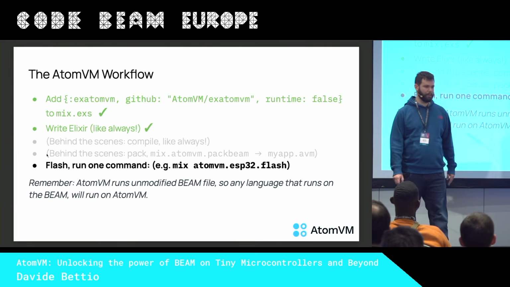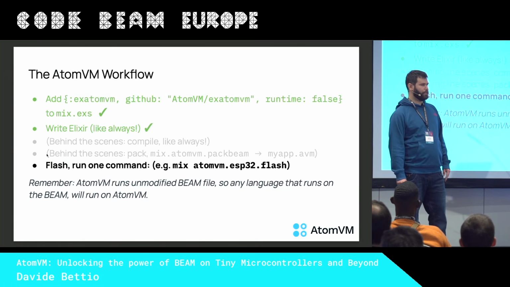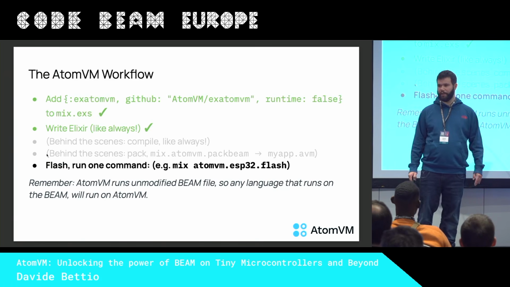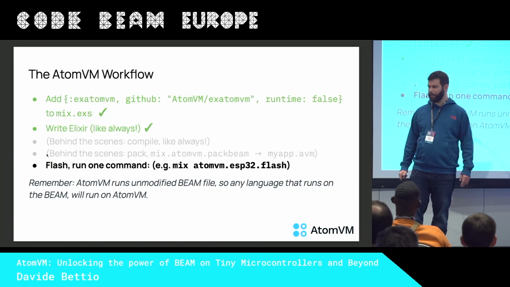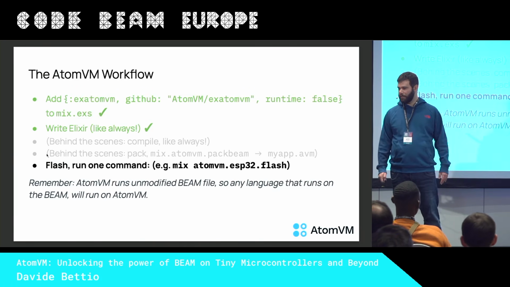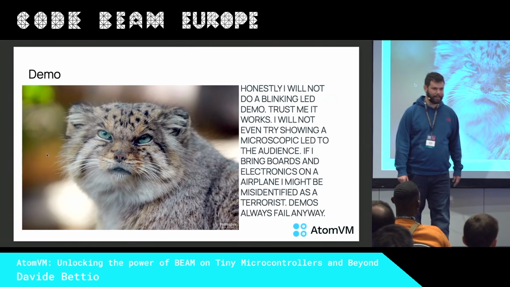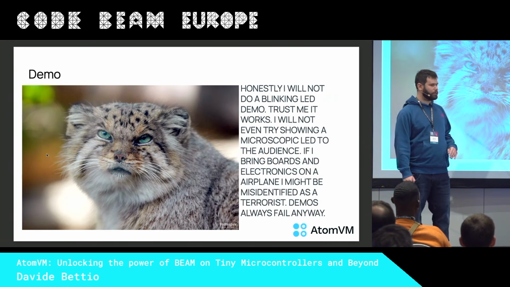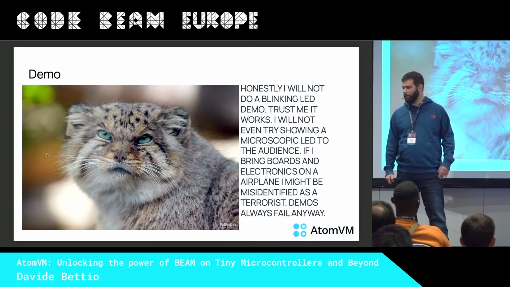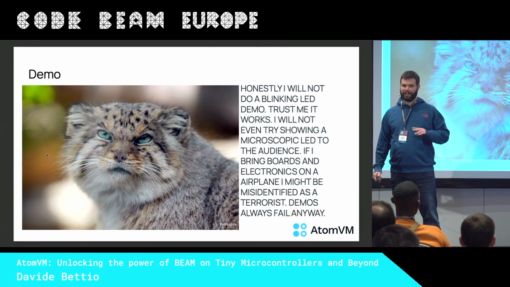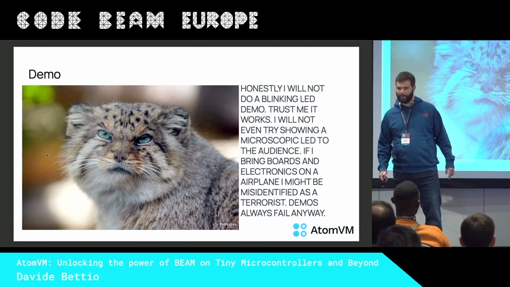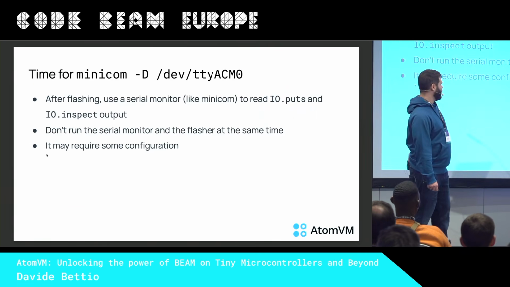And so going back to the workflow, as soon as your code is written, you just need to flash it in order to run it later. And we also have a command coming from AtomVM for that. And as soon as you do that, we are ready for a demo. I'm not going to do any kind of demo, but you can use your own imagination to picture a blinking LED. And yeah, we did that.